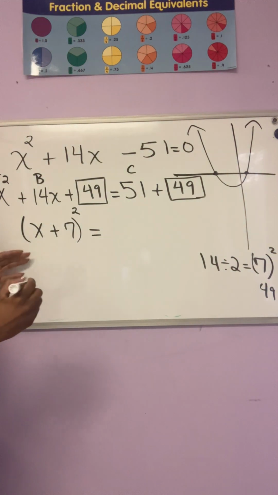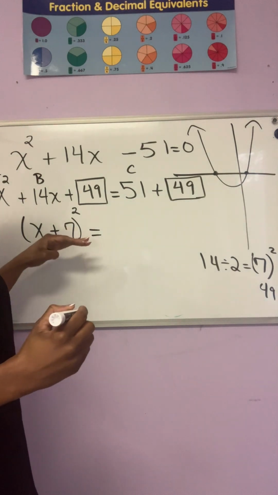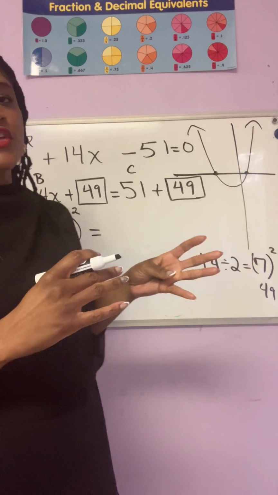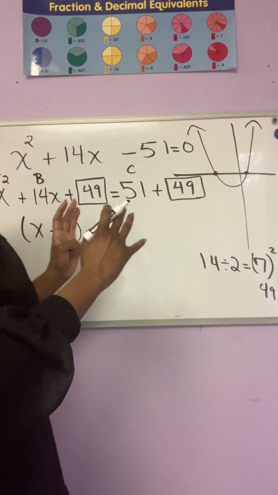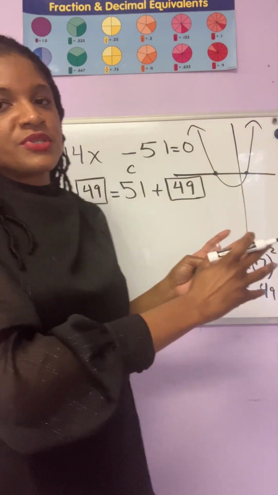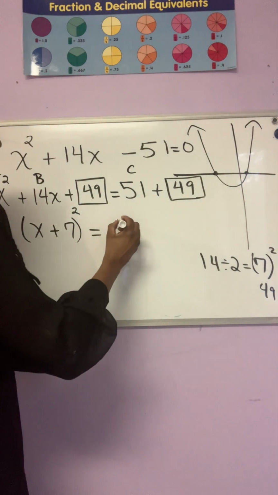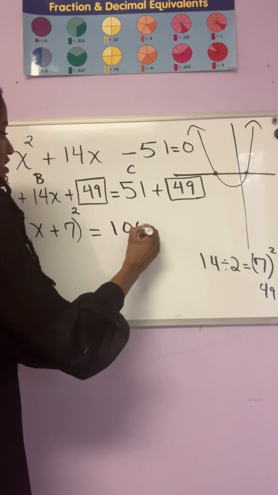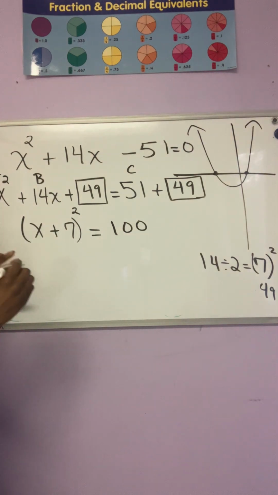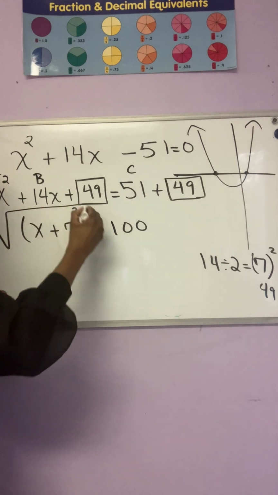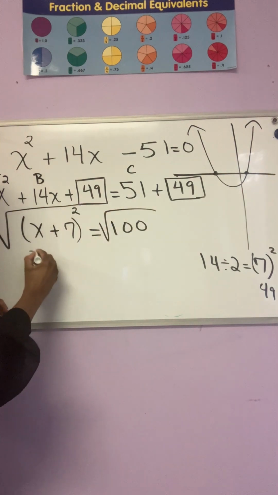So we've factored it. It's preferable that you write it this way because it's going to make solving it a lot easier as opposed to writing x plus 7 in one parentheses and x plus 7 in another parentheses. So it's better to just write x plus 7 to the second power. All right, and now 51 plus 49 is 100. Now with quadratics, there's a step where you can use the square root method. So we use the square root method.